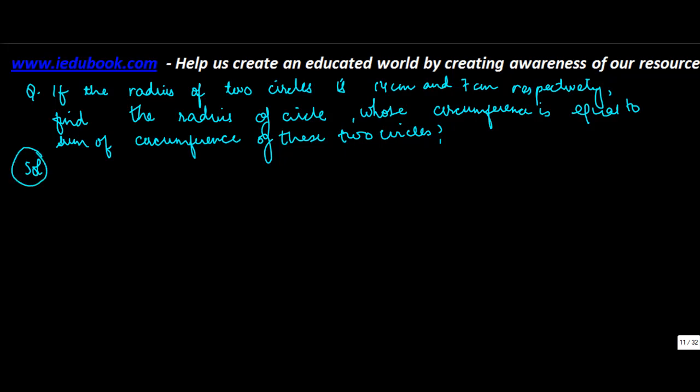Let's read this question first. If the radius of two circles is 14 centimeter and 7 centimeter respectively, so you have two circles out here. Radius of one is 7 centimeter and the radius of another is 14 centimeter. Find the radius of a circle whose circumference is equal to sum of circumference of these two circles.